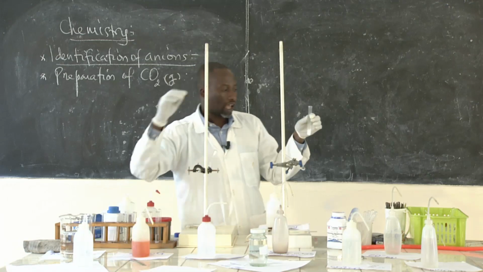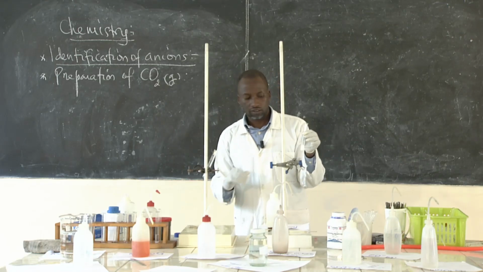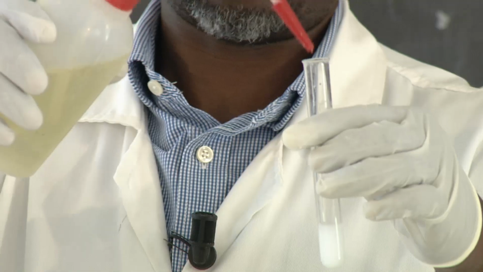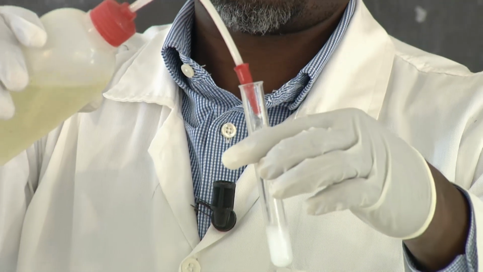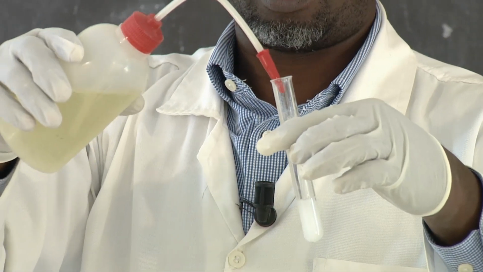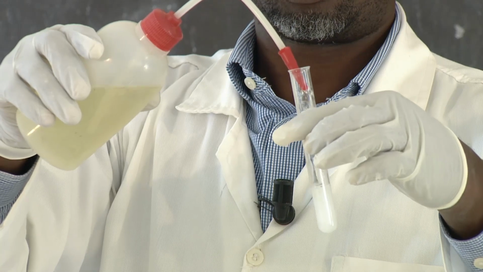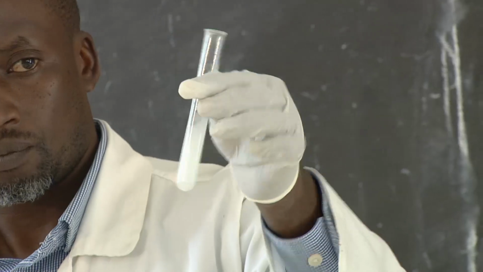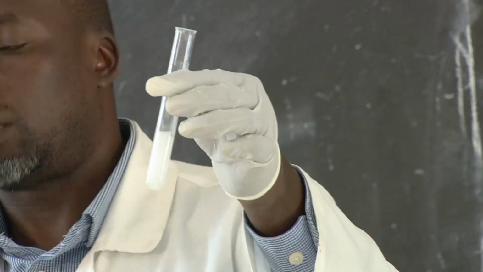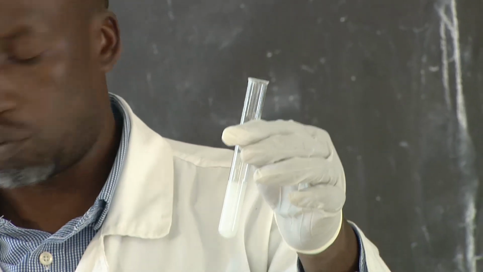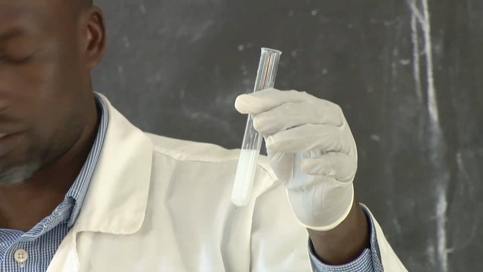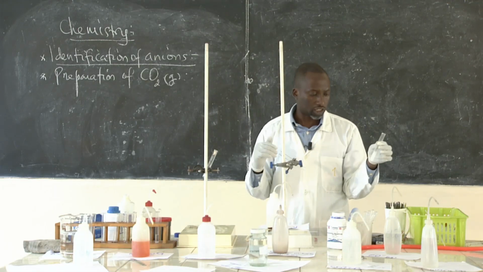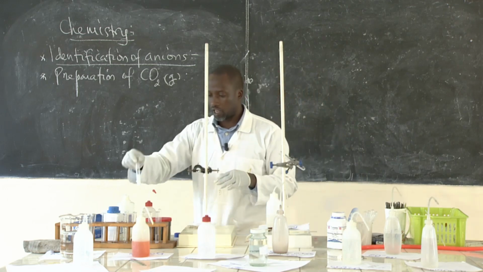So after adding barium chloride, we can as well add hydrochloric acid. Later on, I will tell you why we have to add hydrochloric acid. This is hydrochloric acid. No change. So this is the white precipitate insoluble in excess acid. So the precipitate persists, doesn't change. That is the sulfate ions.